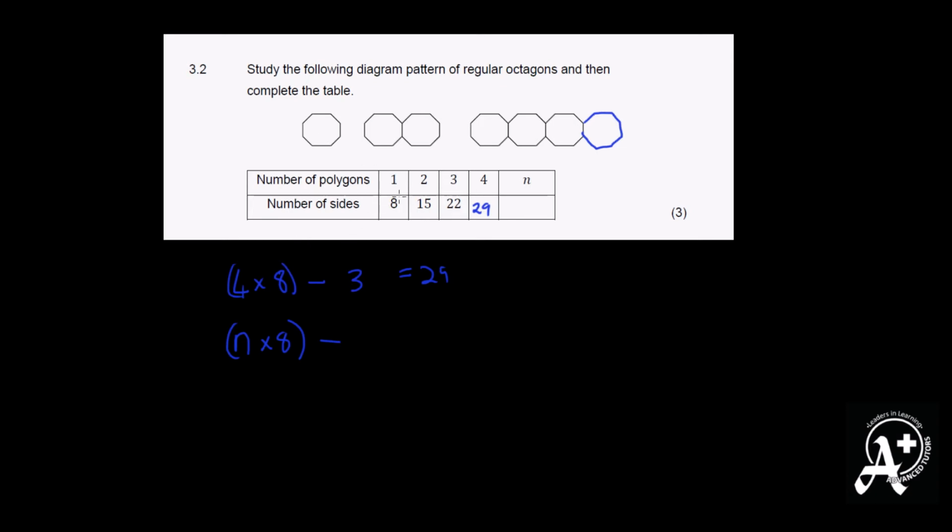So it was 1 times 8 minus 0, which is 8. When it was 2, it was 2 times 8 minus 1. So the minus will always be 1 less than the amount of polygons. So if we have n polygons, we're going to minus n minus 1. And this would be our general term there. So we could say 8n, which is the same as just saying 8 times n, minus n minus 1.